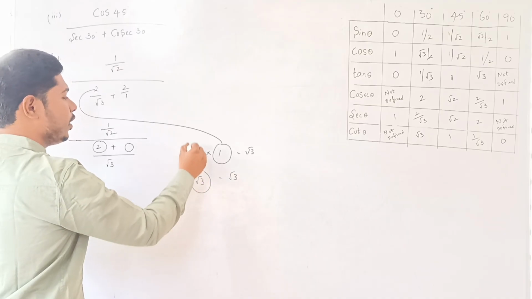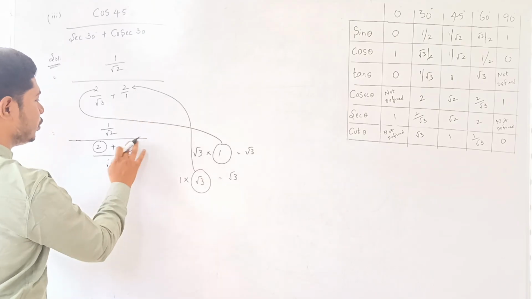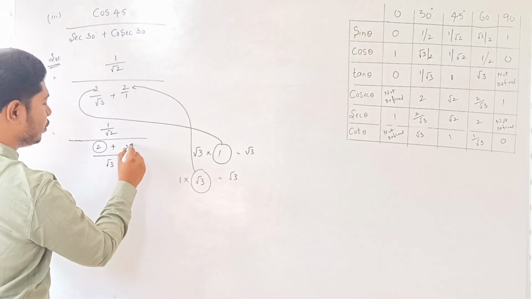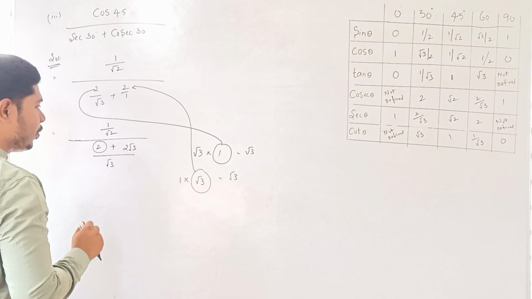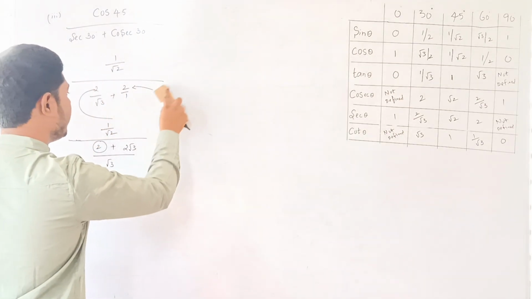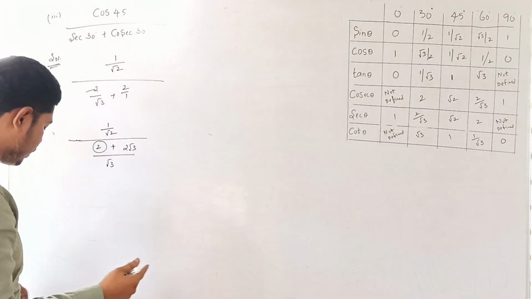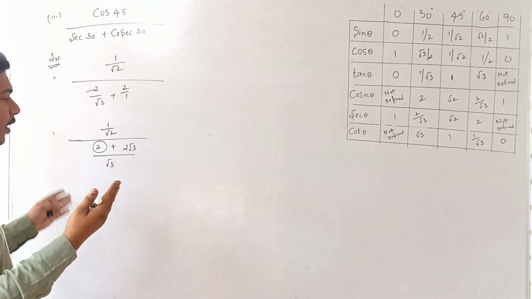This root 3 we have to calculate here. Root 3 into 2 we will get 2 root 3. This is how we have to take the LCM. This is how we have to take the LCM for all the questions in trigonometric, not only in trigonometric, wherever we want, we will take the LCM like this.